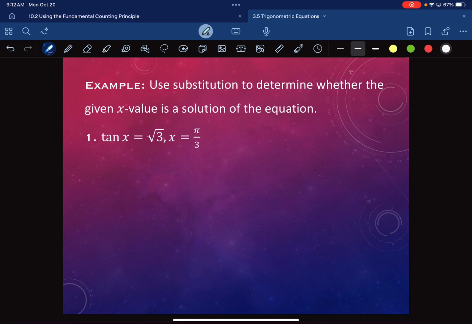This says, use substitution to determine whether the given value is a solution for the equation. So what it's telling you is you're going to take this value for x and put it inside of the equation. And you're going to see if the left-hand side and the right-hand side are equal. If they are, it's a solution. If they're not, it's not a solution. Nod your head if that makes sense.